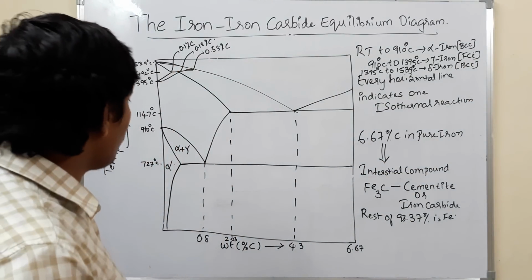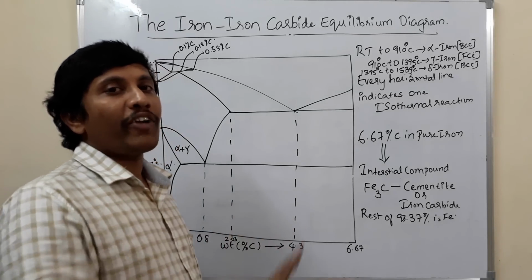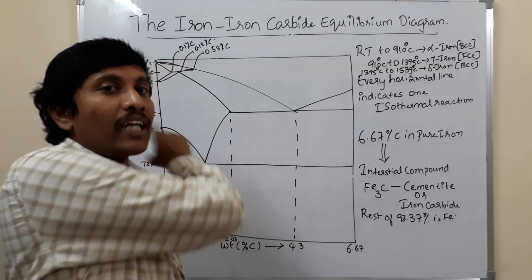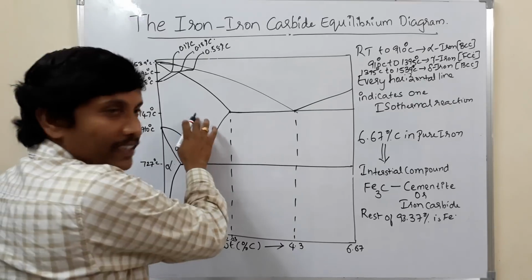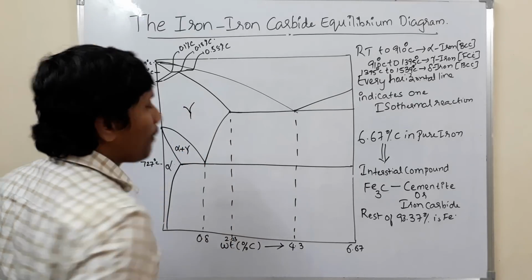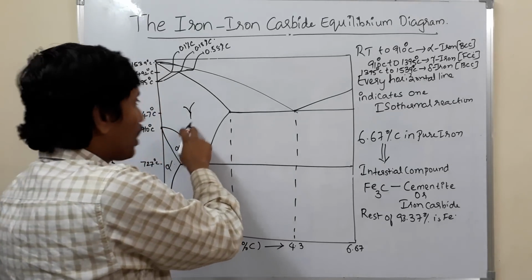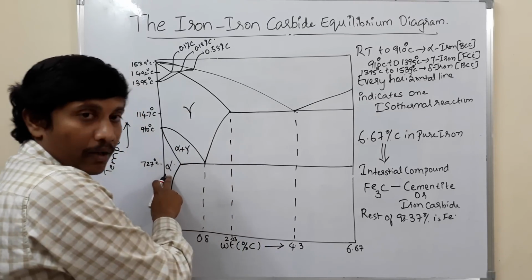Okay. So now what I will do is indicate different phases or different solid solutions in this alloy of iron and carbon. So this phase is called gamma solid solution. Okay, it is called austenite. The pure gamma solid solution is called austenite.